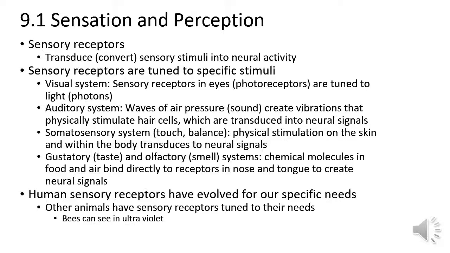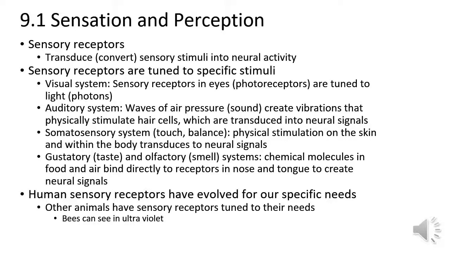So sensory receptors transduce or convert sensory stimuli into neural activity. And sensory receptors are tuned to specific stimuli. So the visual system is tuned to light. The sensory receptors in the eyes, which are photoreceptors, are tuned to pick up on light, right? They're not tuned to pick up on sound.